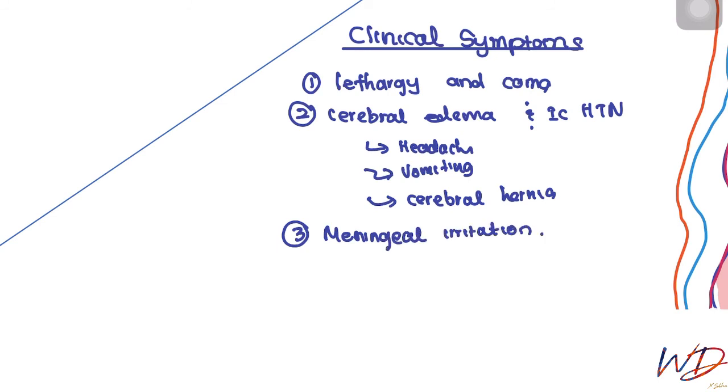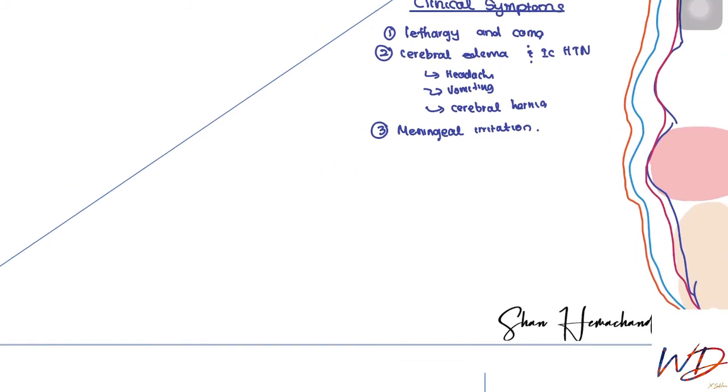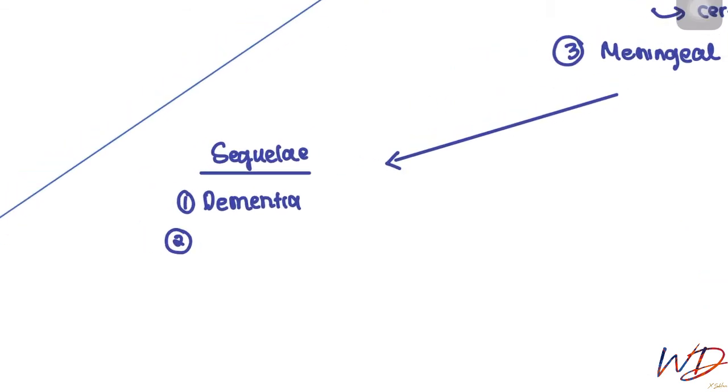Some sequela or long-term disorders, even after the disease is cured, include dementia. This is basically a disease where you lose your memory, reasoning, all of it. It's basically called being senile.